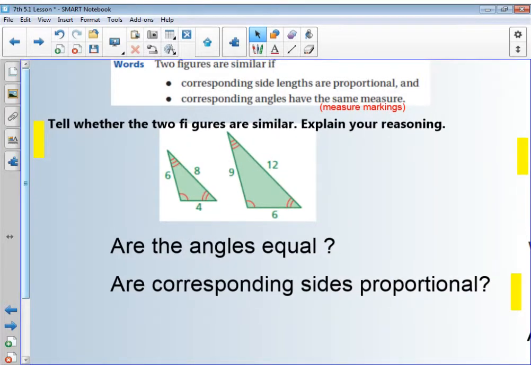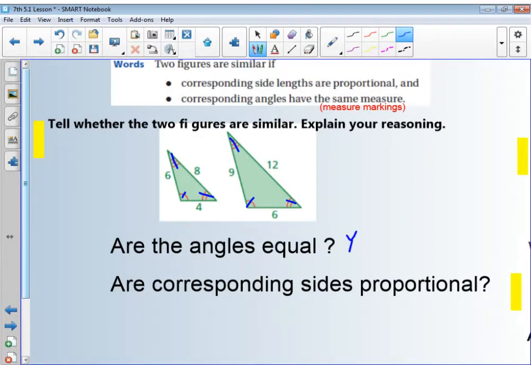Okay, tell whether the 2 figures are similar, explain your reasoning. So let's check the angle measures first. Do we have the same markings on each of them? Yes, yes, yes, yes. And 3 up here and 3 up there. So all of the angles are equal. So this is a yes.